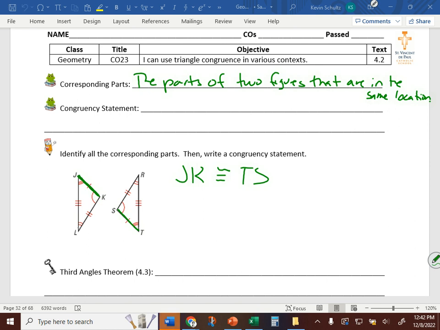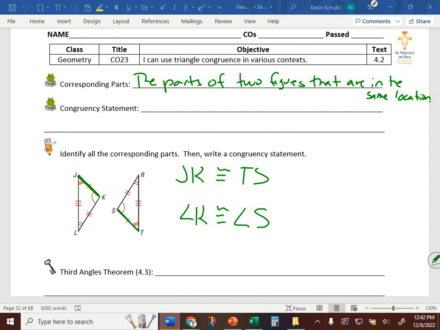What angle corresponds with angle K? Angle K is congruent to angle S, and you know that because they're in the same location, they have that relationship of being congruent. So that's what corresponding parts are all about.